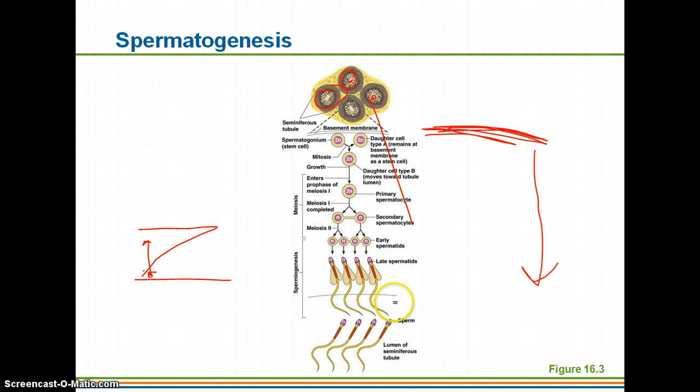By the time it gets to that internal space, they will be sperm, they will have a flagella. They're not completely matured. They still have to go to the epididymis for that. But they'll be released into that opening, and that's how they're able to travel through the duct system of the males.